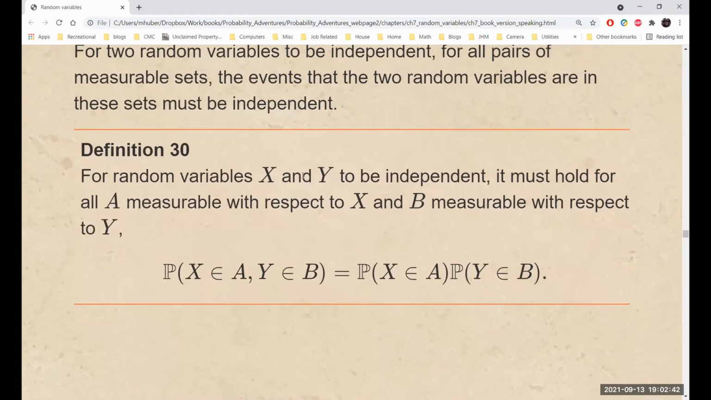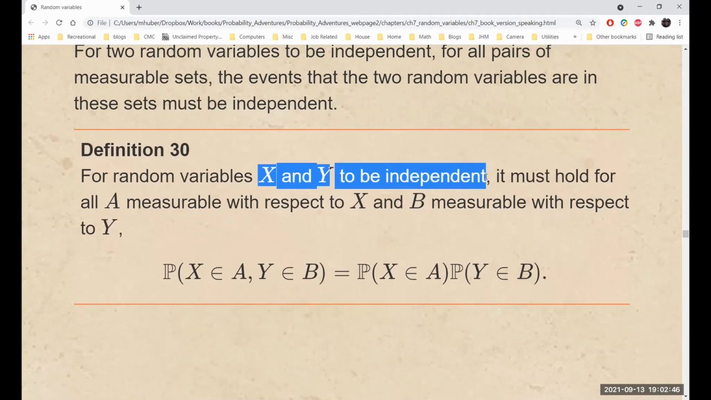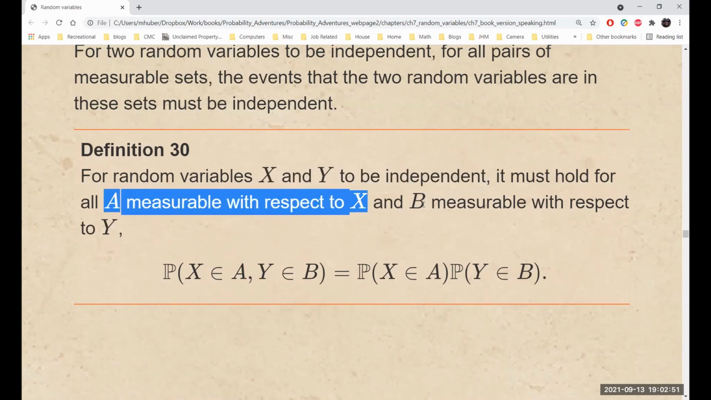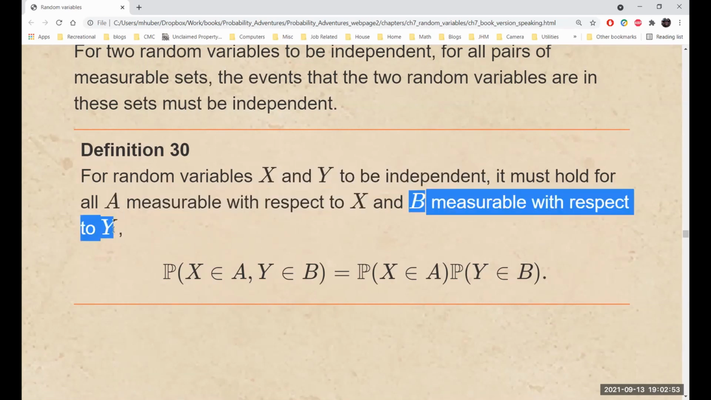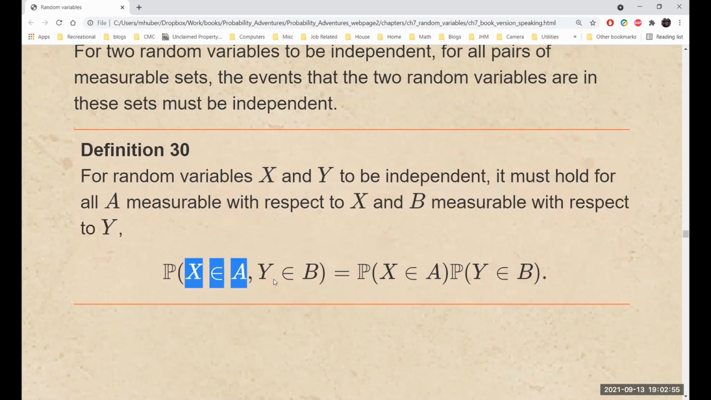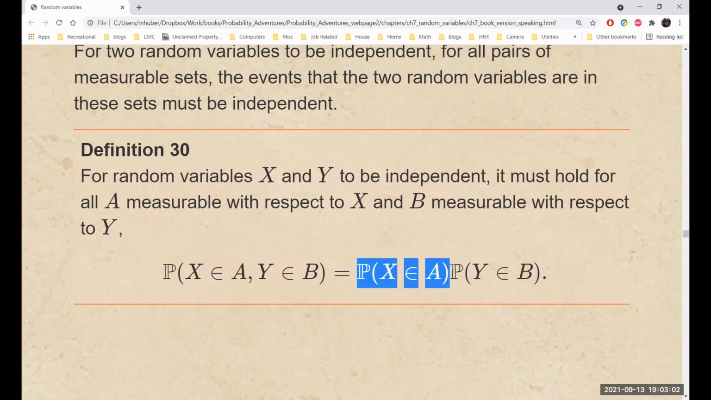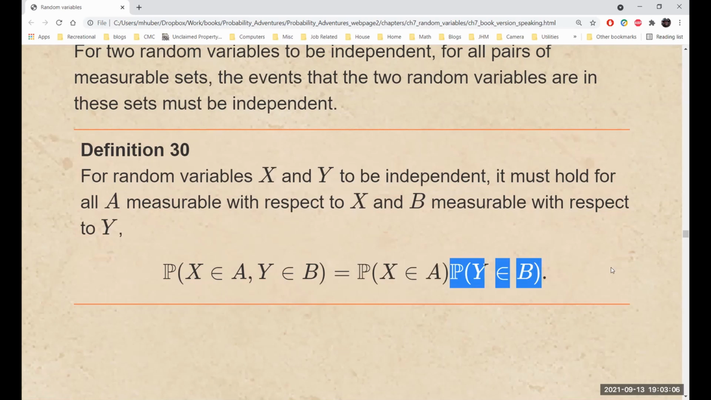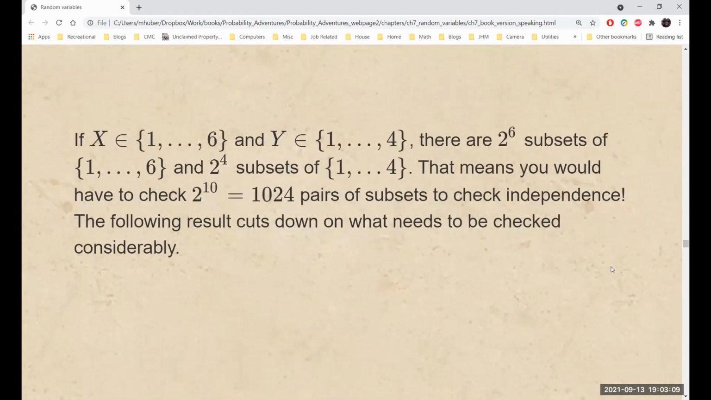So in other words, if I'm interested in random variables X and Y being independent, it must hold that for all sets A measurable with respect to X and B measurable with respect to Y, the probability that X is in A and Y is in B should factor into the probability that X is in A times the probability that Y is in B. Now that's a lot of conditions to check.